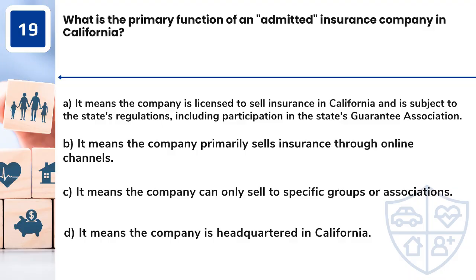Question 19. What is the primary function of an admitted insurance company in California? A. It means the company is licensed to sell insurance in California and is subject to the state's regulations, including participation in the state's guarantee association. B. It means the company primarily sells insurance through online channels. C. It means the company can only sell to specific groups or associations. D. It means the company is headquartered in California.